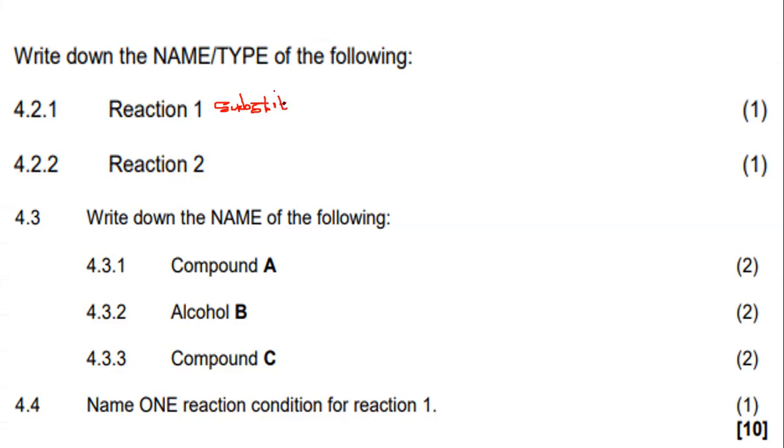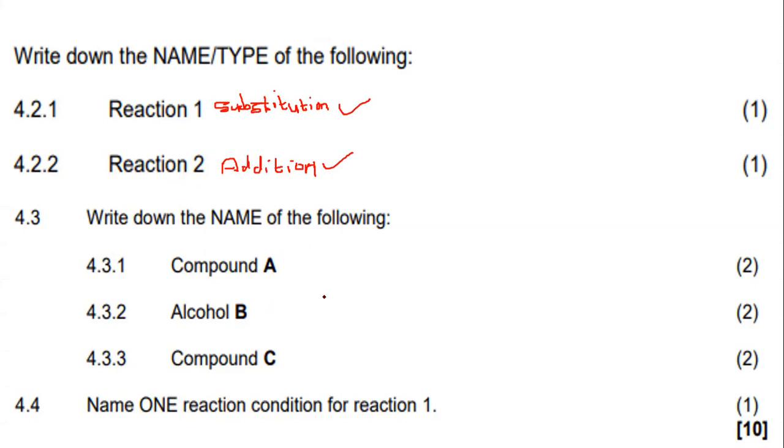Substitution. Then agree that reaction 2 is definitely addition. Right. So that is how our marks are allocated. 1 mark there, 1 mark there. Easy stuff. Then we are required to write down the name of the following: compound A, alcohol B, and compound C.